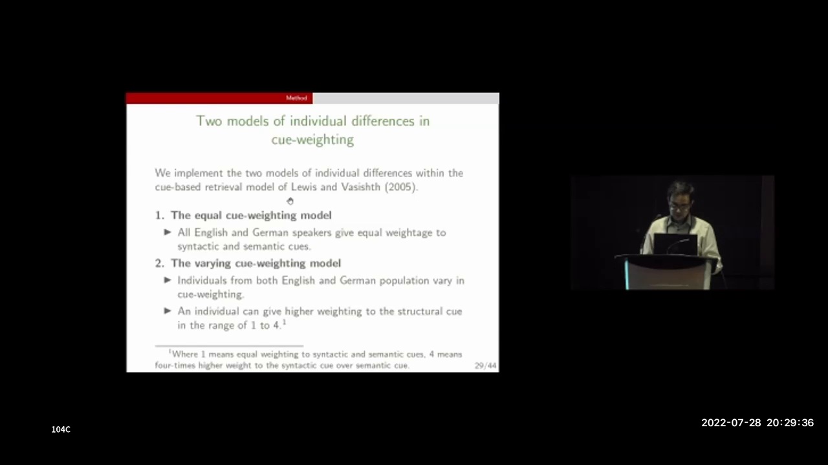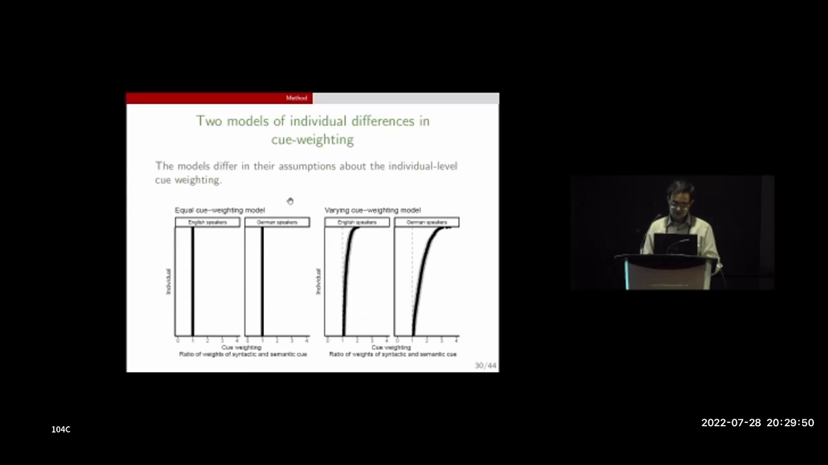Just to highlight that, of course, the Q weighting varies between 1 and 4. It's a continuous value. So 1 means that syntactic and semantic cues are given equal weight, and 4 means there is 4 times higher weight to the syntactic cue or the semantic cue. So this is how the assumptions would look. If on the x-axis there is Q weighting, on the y-axis there is each individual. The equal Q weighting model would assume that all these individuals have exactly Q weighting 1, that is, equal weights for syntactic and semantic cues. The varying Q weighting model assumes that the individuals could vary, and these distributions would differ across two language populations.